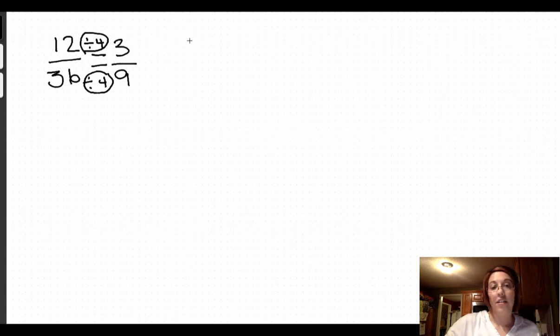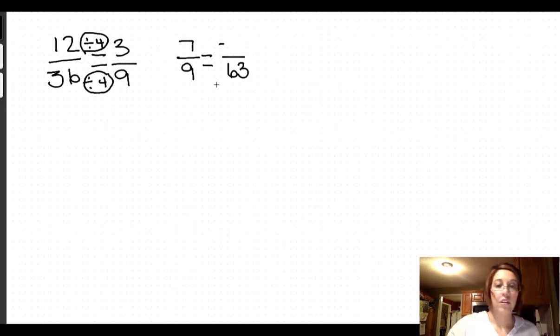So if we've got 7/9 equals something over 63. Well, I know that 9 times 7 is 63. So if I multiply 7 times 7, I get 49. So these are equivalent fractions.